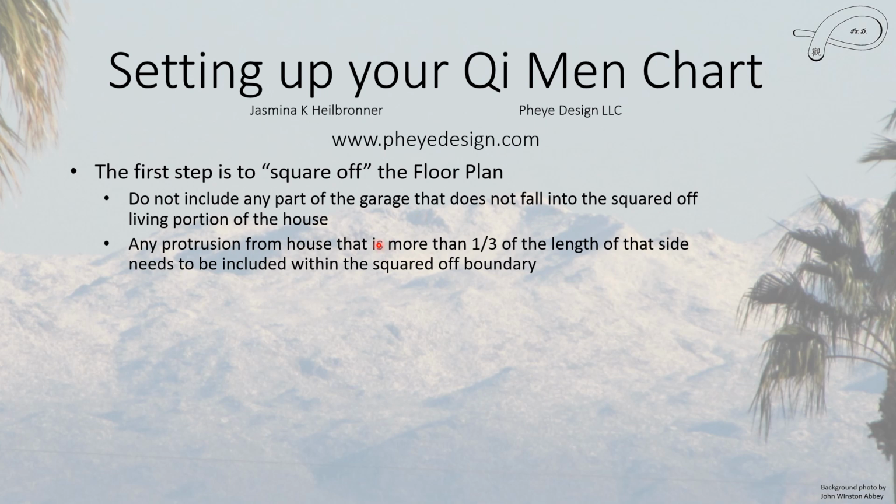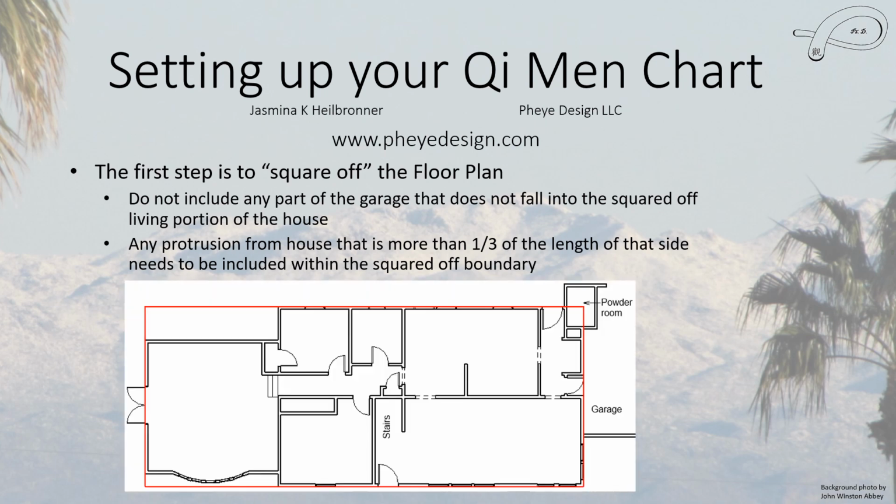Now, any protrusion, because most houses aren't perfectly square or perfectly rectangular, they often have a little protrusion here or there. Any protrusion that is more than 1/3 the length of that given side also needs to be included in the squared off boundary. And I'll show you what I mean.